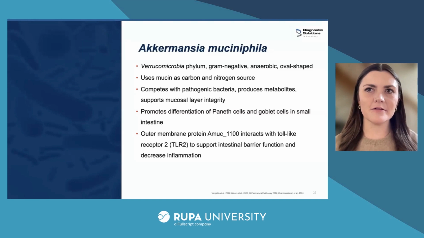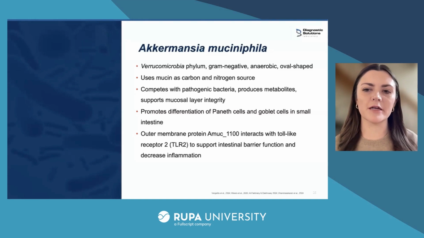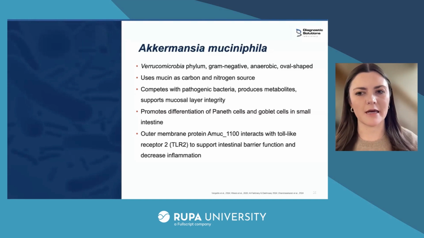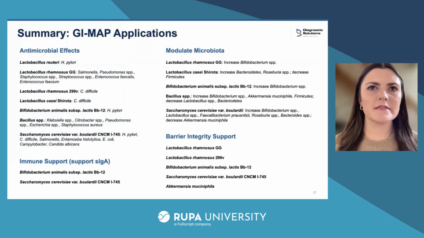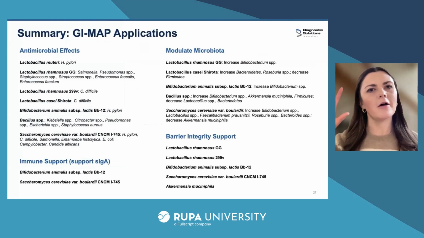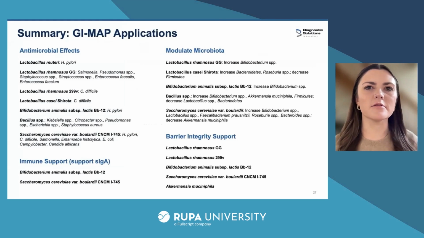So the goblet cells release or produce mucus, and then the Paneth cells produce antimicrobial peptides. They also have an outer membrane protein, which interacts with toll-like receptor 2, and this helps to support barrier function and decrease inflammation.